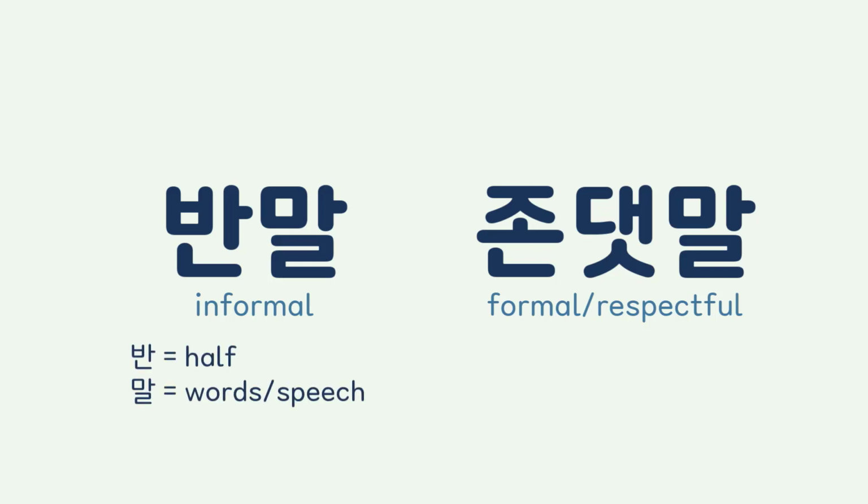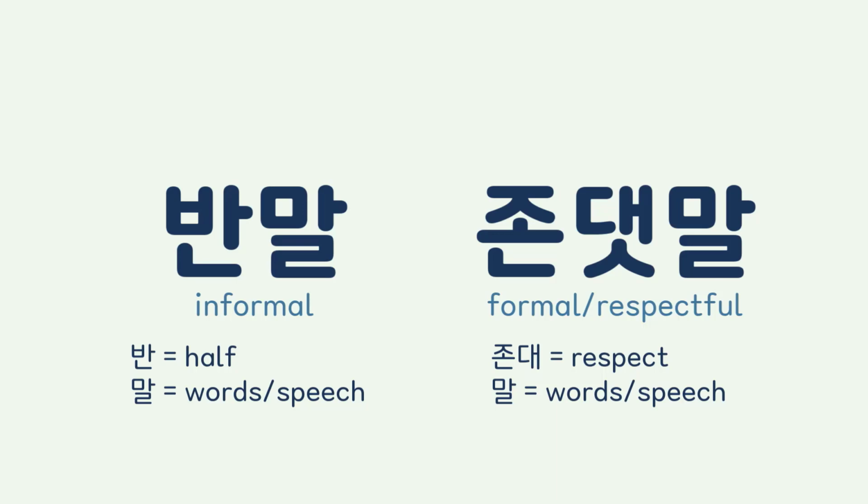반 means half, and 말 means words or speech. So the literal meaning of 반말 doesn't make much sense. But 반말 refers to language we use with those who are of equal standing, or when we can talk down to people, particularly to those who are younger than us. On the other hand, in 존댓말, 존댓 comes from the word 존대, which means respect. So this phrase 존댓말 refers to language we use to be respectful.